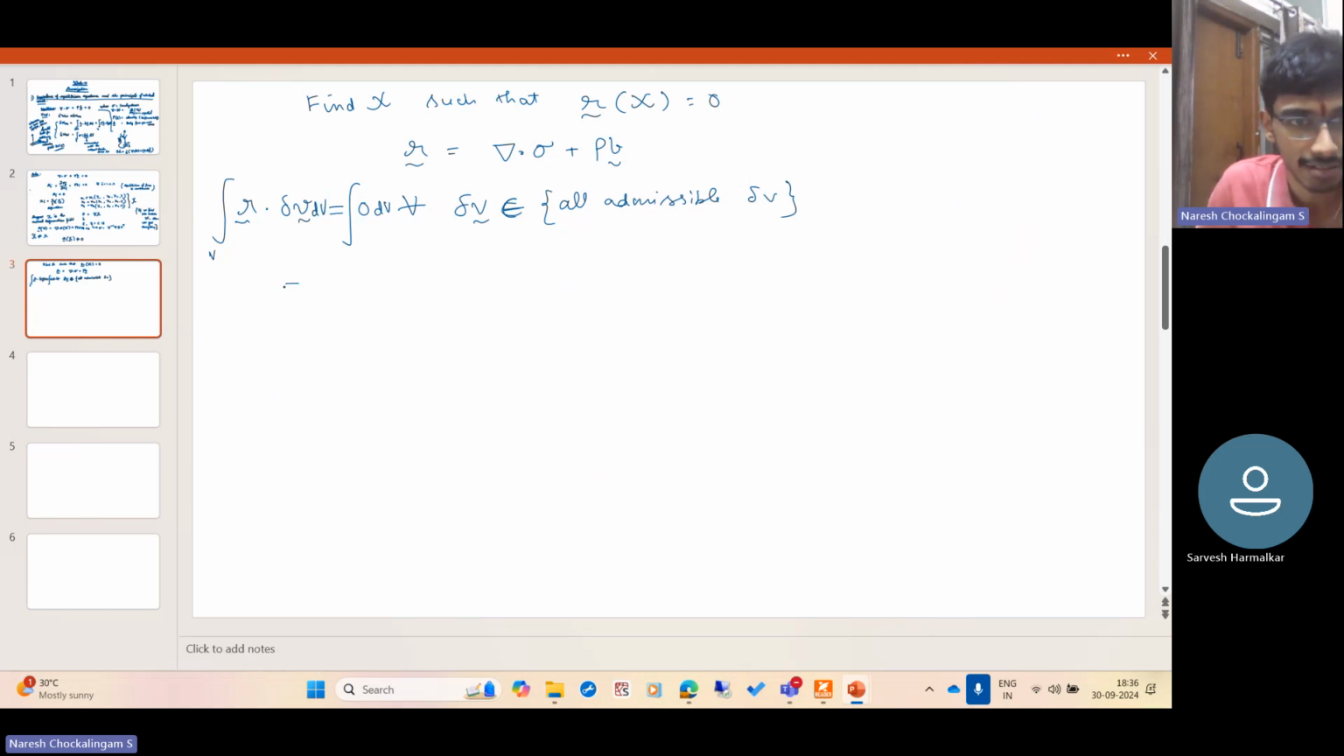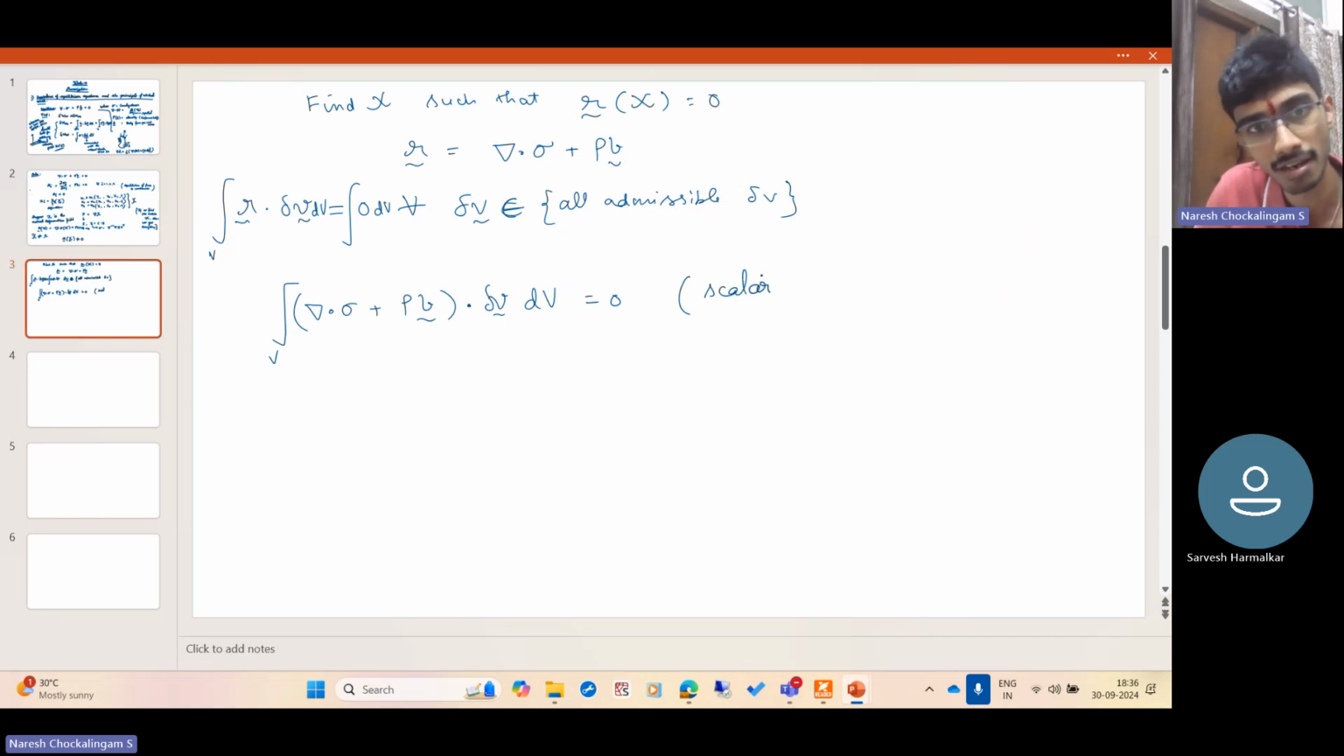So that is basically it. So you say integral divergence of sigma plus rho b dot product with the virtual velocity field, integrate over the entire volume should be equal to 0. Now this is a scalar equation. You don't have three components. You are dot producting it with another vector field so that you get a scalar. So this is a scalar equation.